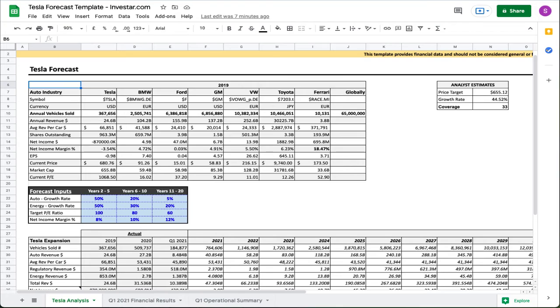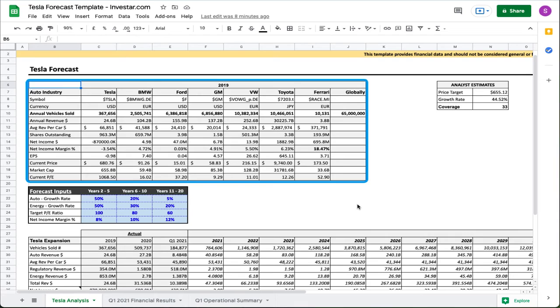Okay, so for this one, we built this forecast template with the idea that users can further manipulate the inputs based on how you view the future growth of Tesla and what is your target PE ratio for entry. At the top here, we have the 2019 summary of the auto market, with the major manufacturers and their respective performance. We omitted 2020 given the irregular data from the pandemic.